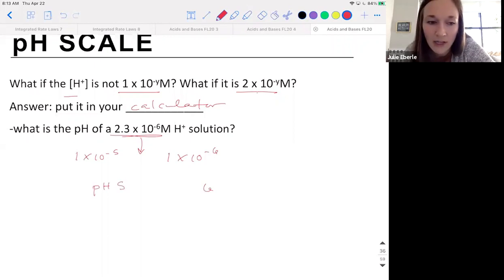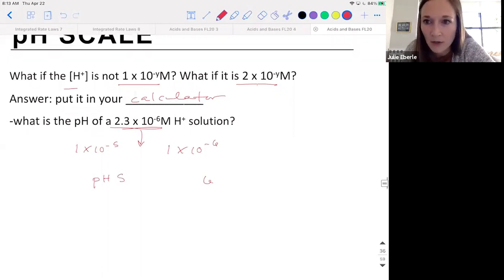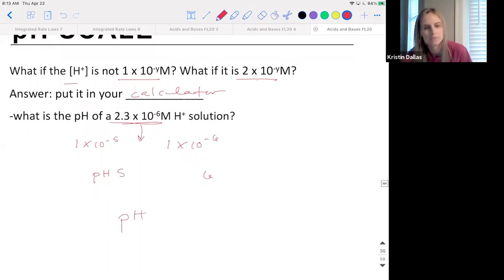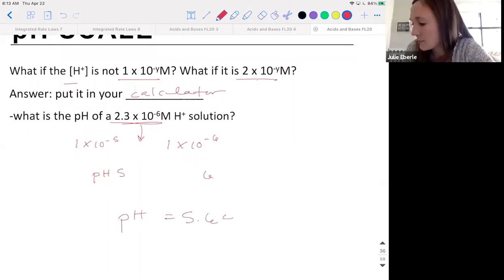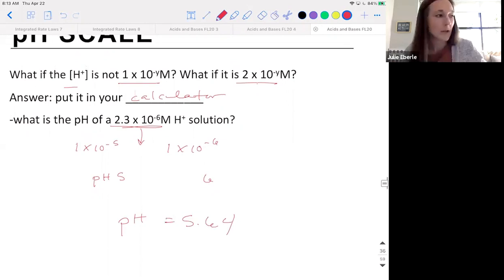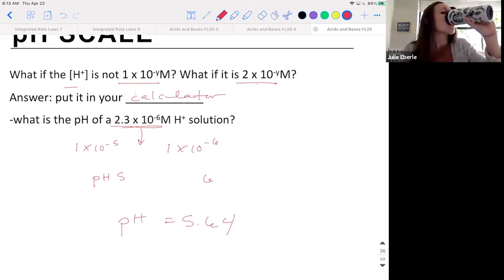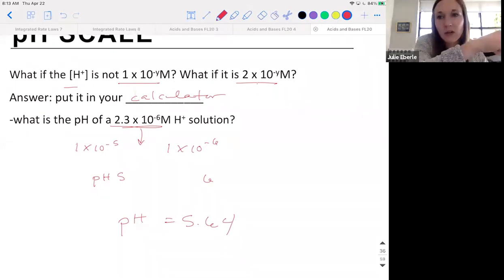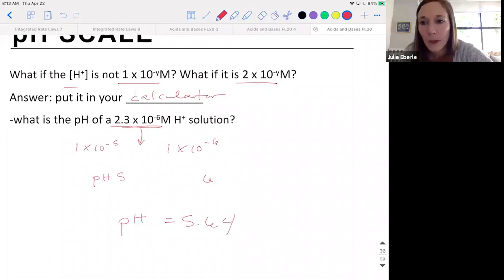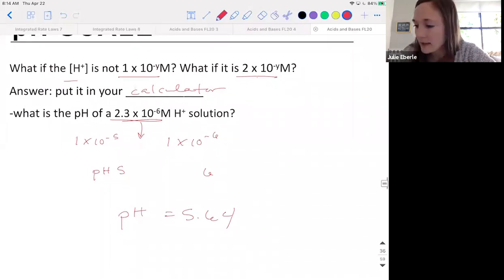We just don't know exactly. We just have to calculate it. Anybody calculate it for us? 5.64. 5.64. Okay, you just do the negative log of that value. Okay, questions? So you can always kind of judge it and know what it should be close to, but you have to calculate its exact value. All right, so that's how to calculate pH.